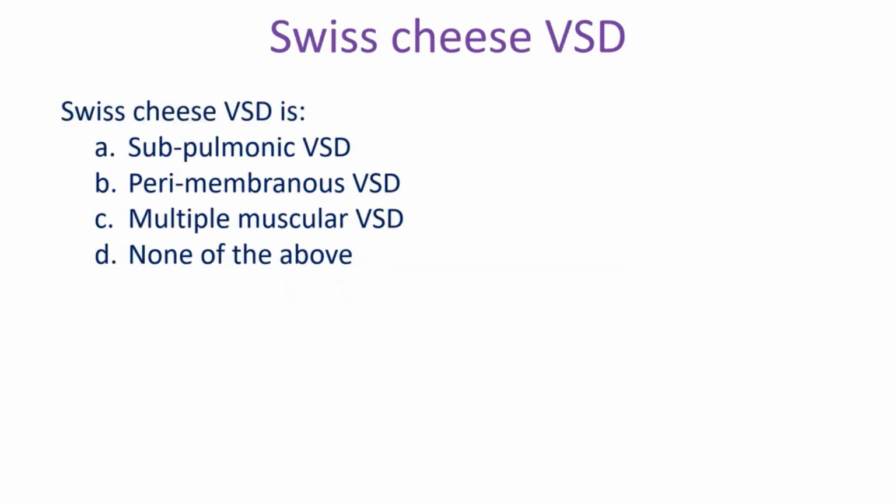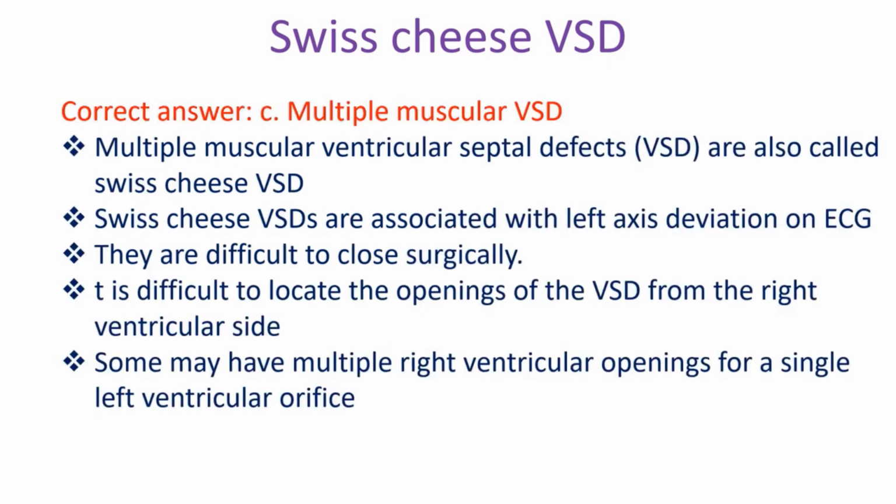Swiss cheese VSD is A. Subpulmonic VSD, B. Perimembranous VSD, C. Multiple muscular VSD, D. None of the above. Correct answer C. Multiple muscular VSD. Multiple muscular ventricular septal defects are also called Swiss cheese VSD. Swiss cheese VSDs are associated with left axis deviation on ECG. They are difficult to close surgically. It is difficult to locate the openings of the VSD from the right ventricular side. Some may have multiple right ventricular openings for a single left ventricular orifice.